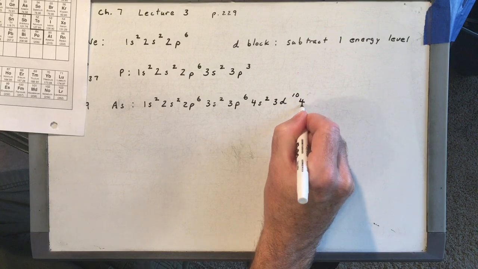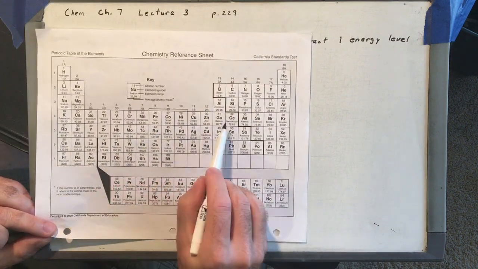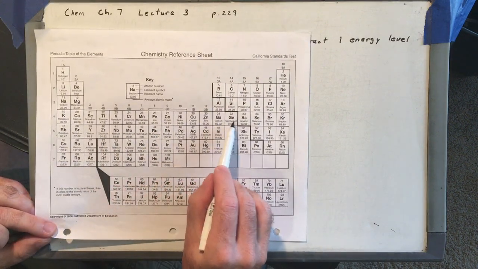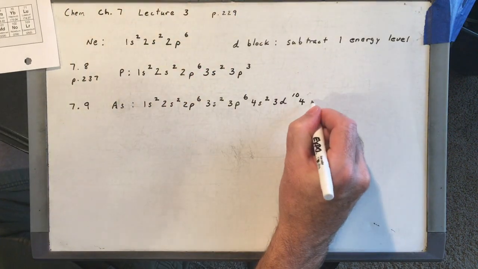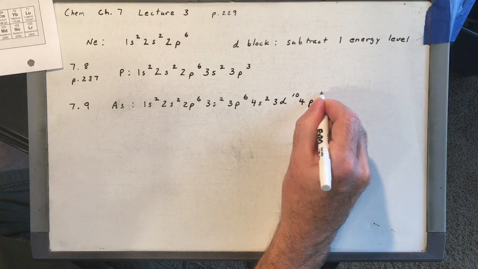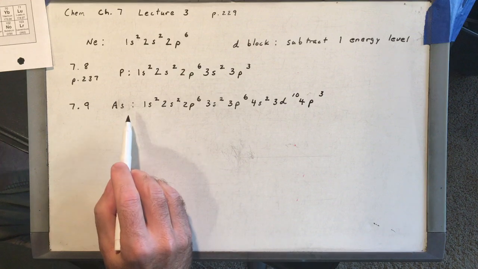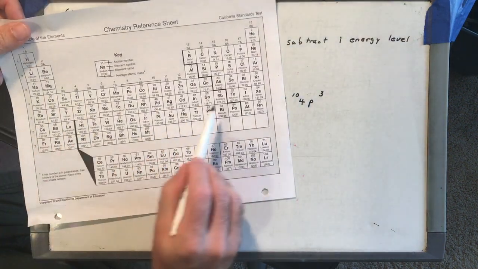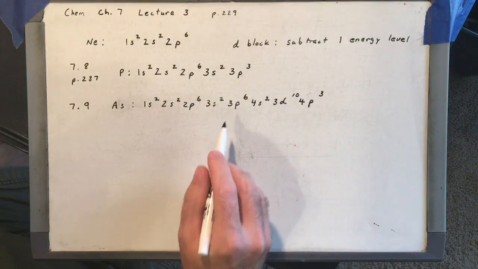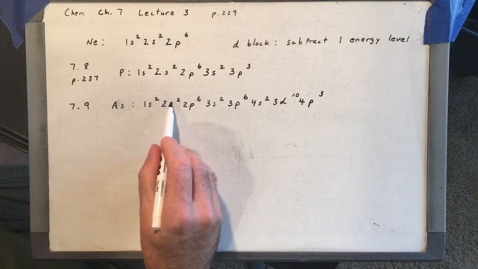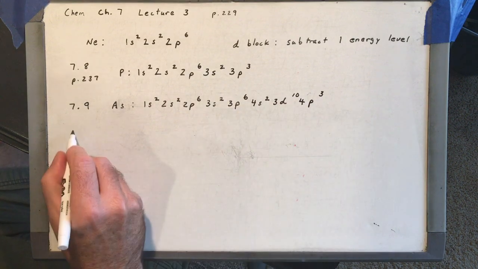Then back up to energy level 4. Remember, you just subtract 1 for D. So energy level 4, 1, 2, 3. So gallium, germanium, arsenic. So 4p3. That takes you, starting at hydrogen, all the way to 33 electrons at arsenic. Okay, you can check yourself by adding up all those superscripts. You've got 10, 12, 18, 20, 30, 33.